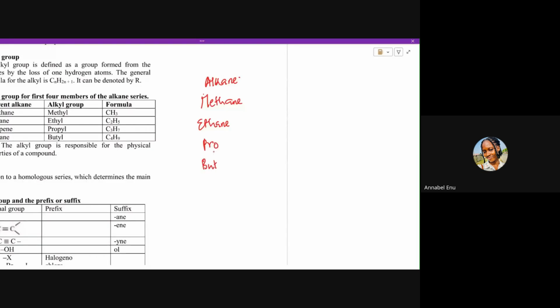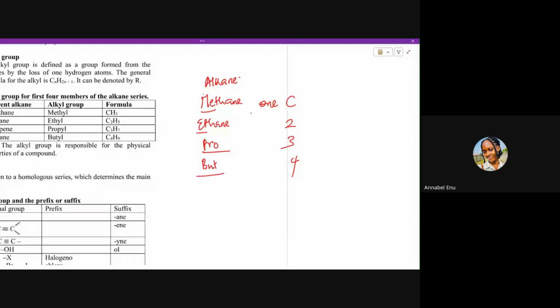I know these are things that you people already know. Now the "meth" there signifies that we're having one carbon. "Eth" means two carbons. "Prop" means three carbons. "But" means four carbons. Okay, and so on. That's as we have in polygons when we do mathematics. We have nonagon, hexagon, heptagon, pentagon, like that. It's the same thing here.